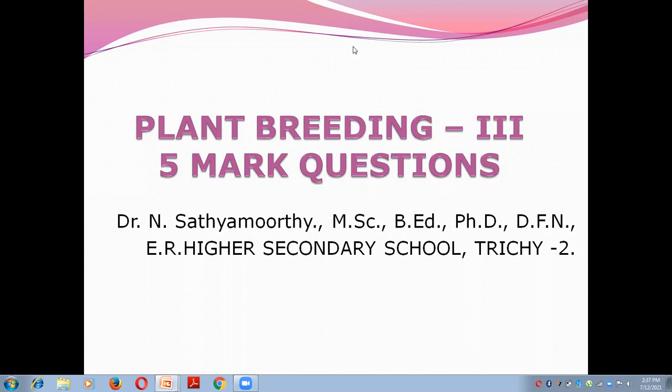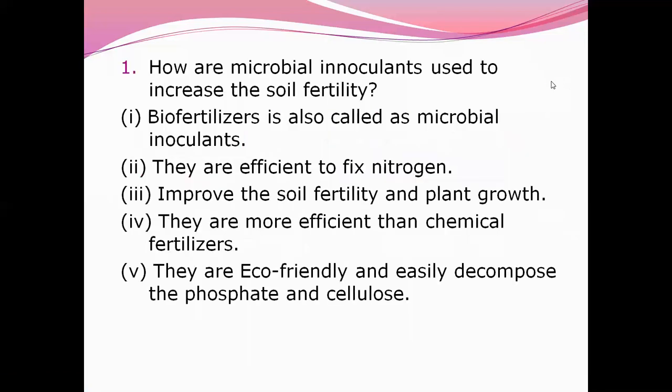Today I'd like to discuss the 5-mark question answers from the lesson plant breeding. Plant breeding helps to get hybrid varieties and helps to increase yield, helps to produce disease resistant, drought resistant varieties. And question number 1 for you. How are microbial inoculants used to increase the soil fertility?